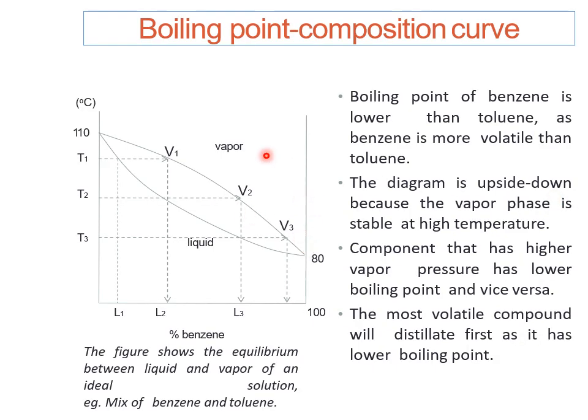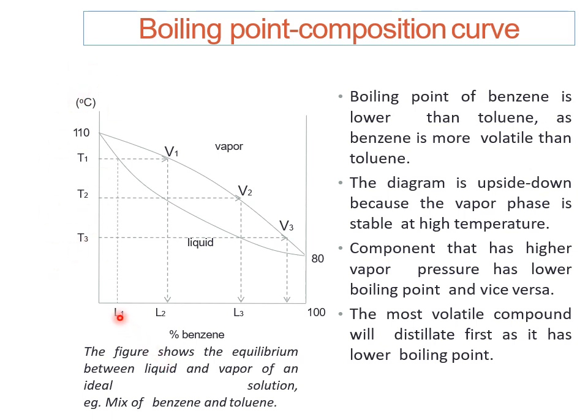Okay, and another one is the boiling point composition curve. Okay, this is the same concept that is applied in fractional distillation. You may look at this one. So, for example, we have percent of benzene from 0 to 100. If you draw the boiling point composition, it must have percentage here, and then the y-axis is always temperature.